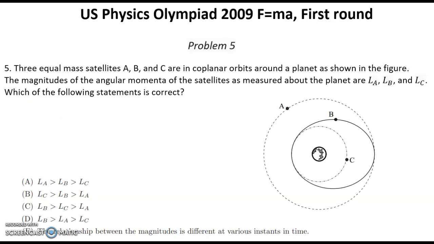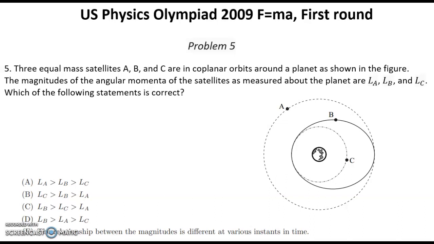Problem number 5. 3 equal mass satellites A, B and C are in coplanar orbits around the planet as shown in the figure. The magnitudes of the angular momenta of the satellites as measured about the planet are LA, LB and LC. Which of the following statements is correct? We have to choose one of 5 of these statements.